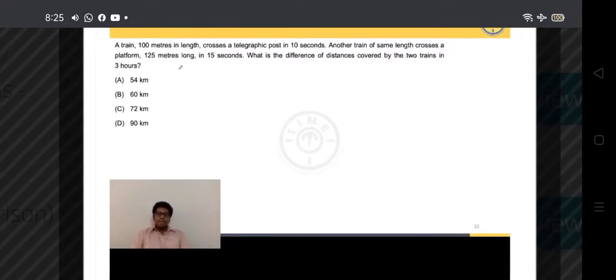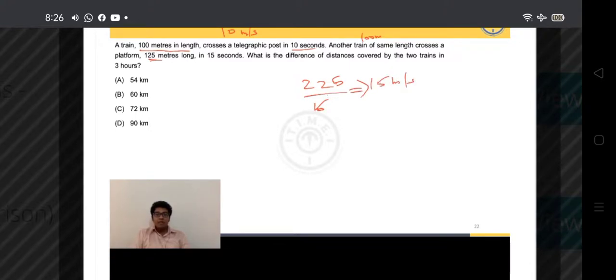Next question. Again, similar model. Let's try it all together. A train 100 meters in length crosses a telegraph post, a pole, in 10 seconds. Therefore, what is the speed of the train? 10 meters per second. While reading itself, I'll get the numbers. Another train of the same length, also 100 meters, crosses a platform 125 meters in 15 seconds. So for 125 plus 100, the distance traveled is 225. This takes 15 seconds. So what is the speed of the train?